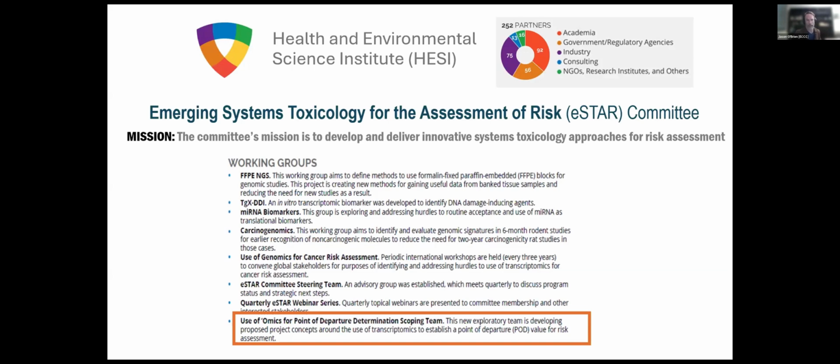At the international level, there's also been a lot of efforts to harmonize approaches to using this. One of the groups that I'm involved with is the Health and Environmental Science Institute E-STAR Committee. HESI is a nonprofit organization that brings together scientists from academia, government, and industry to address global health and environmental challenges. And the E-STAR Committee specifically looks to develop innovative approaches for toxicology and risk assessment. And they have a variety of working groups, including one for looking specifically at using the omics point of departure.